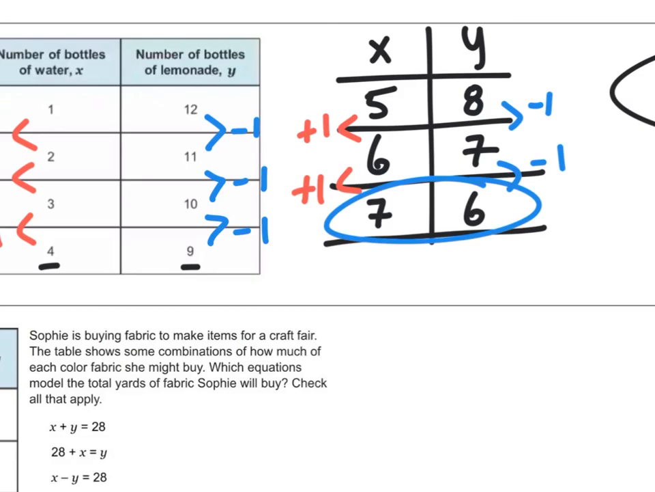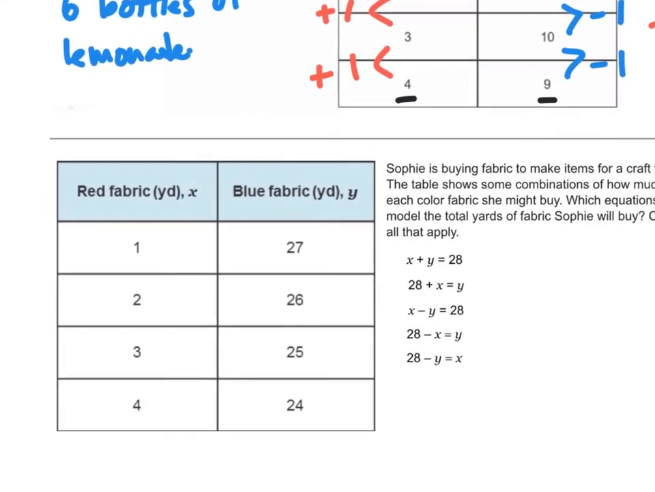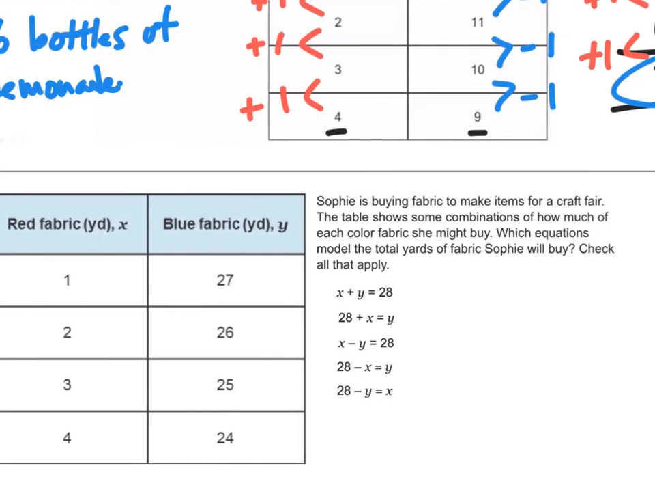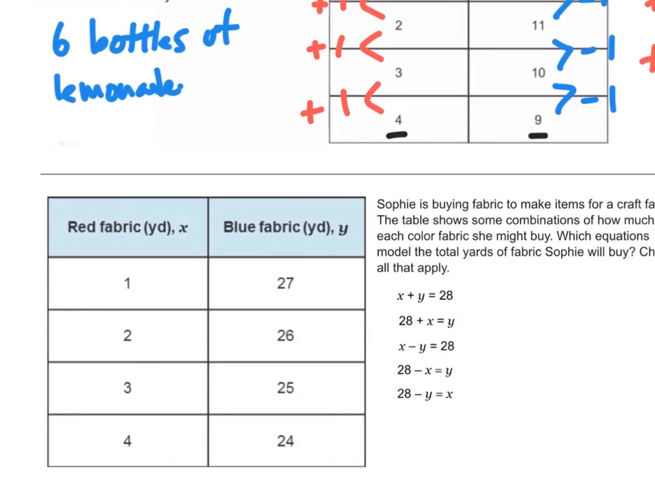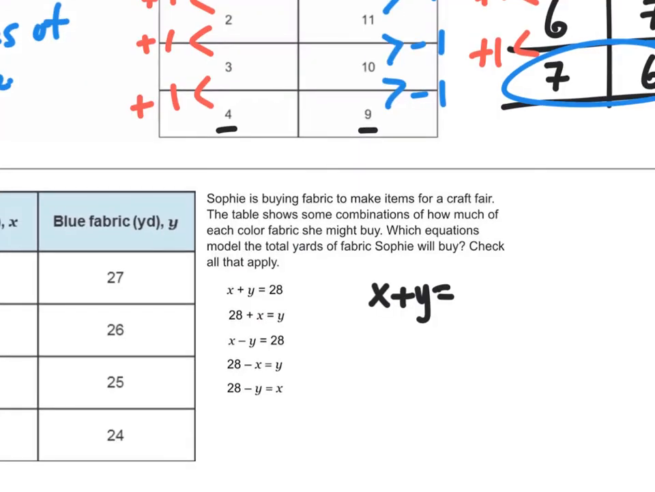Okay? Now I'm going to look at the same problem here. What I notice is if you take 1 and add it to 27, you get 28. If you take 2 and 26, that gives you 28. 3 and 25 also gives you 28, and so on. So what I know is an equation I can write is x plus y is equal to 28. Okay? So I automatically see that one here.